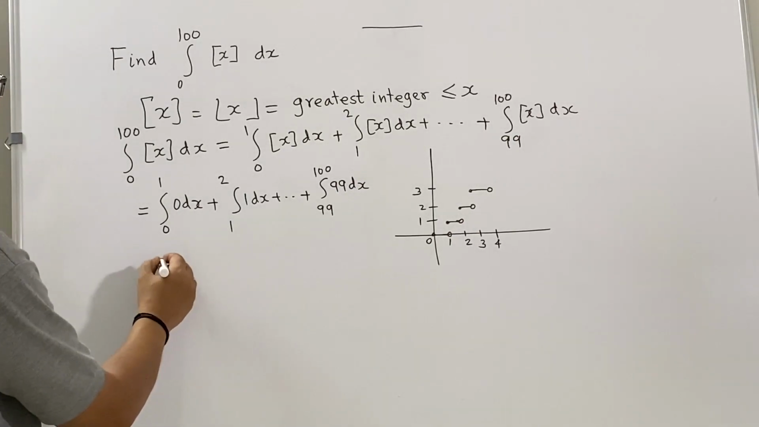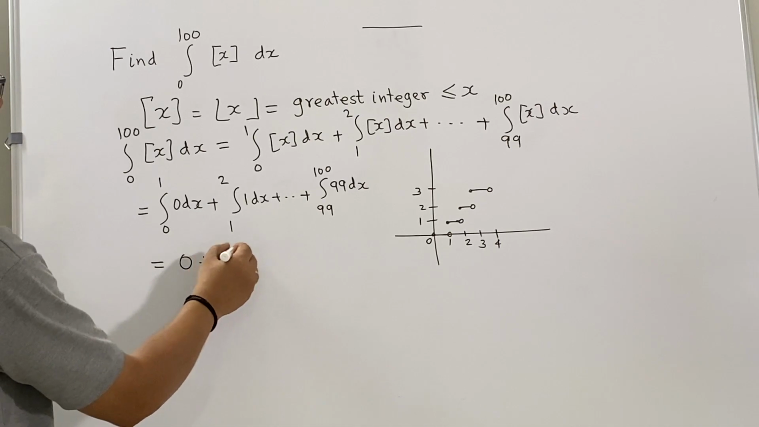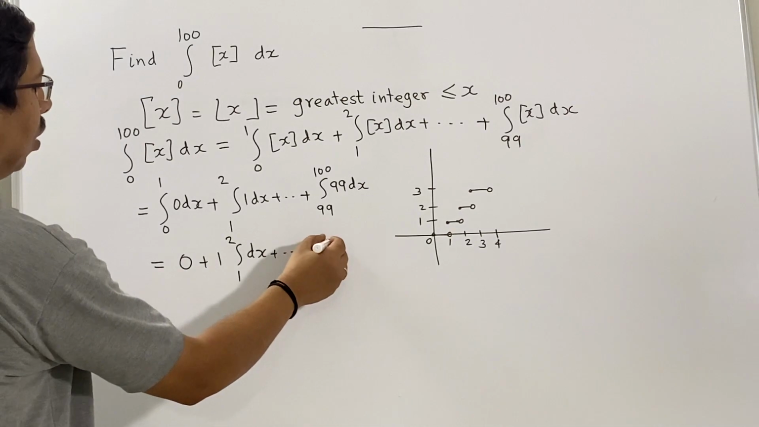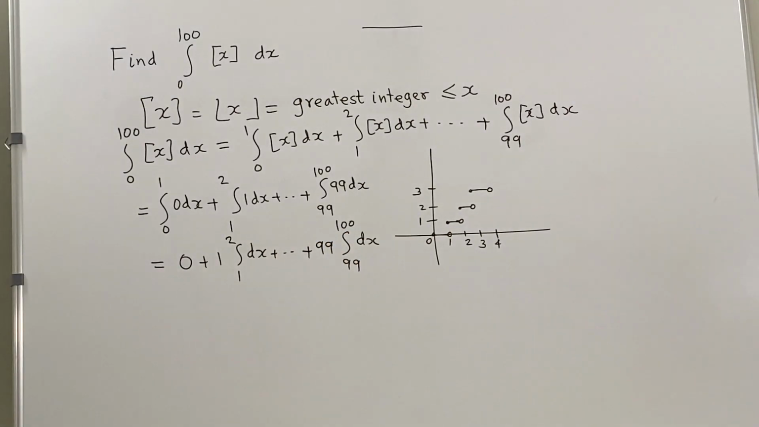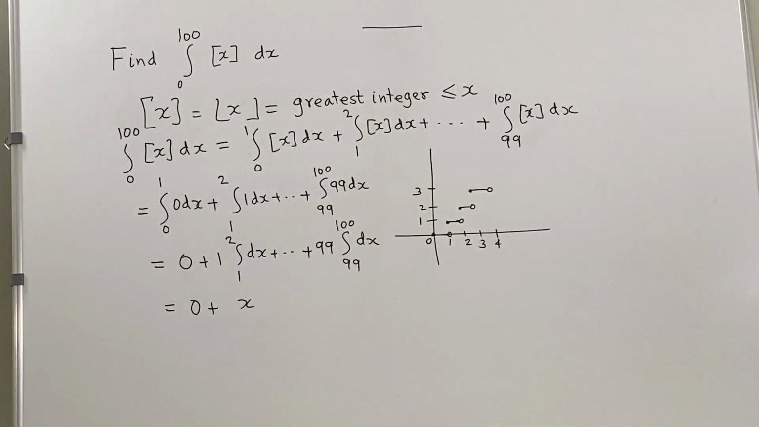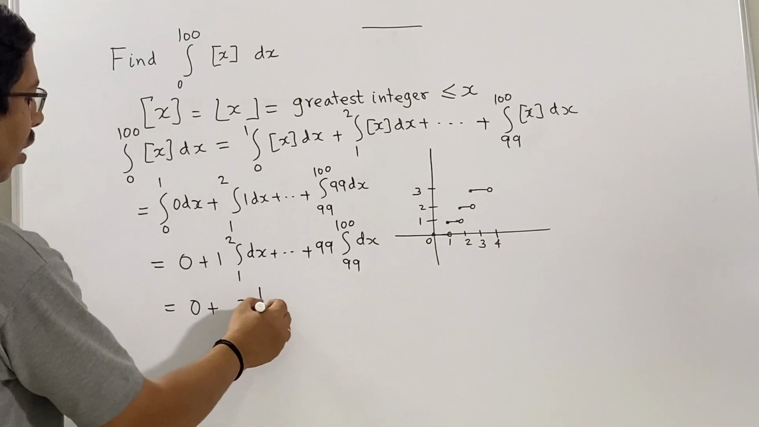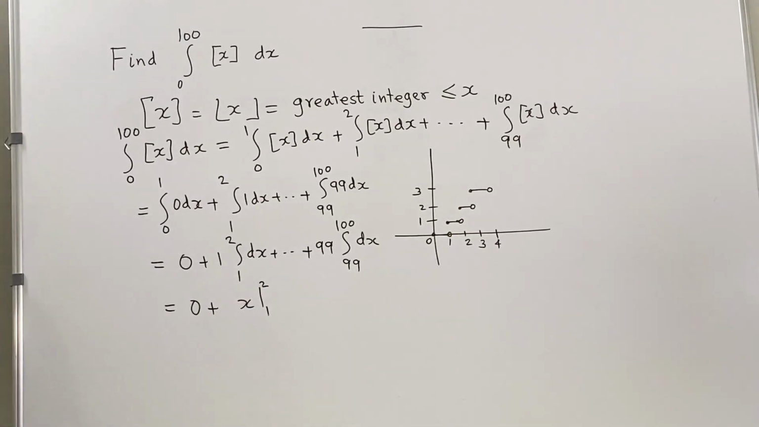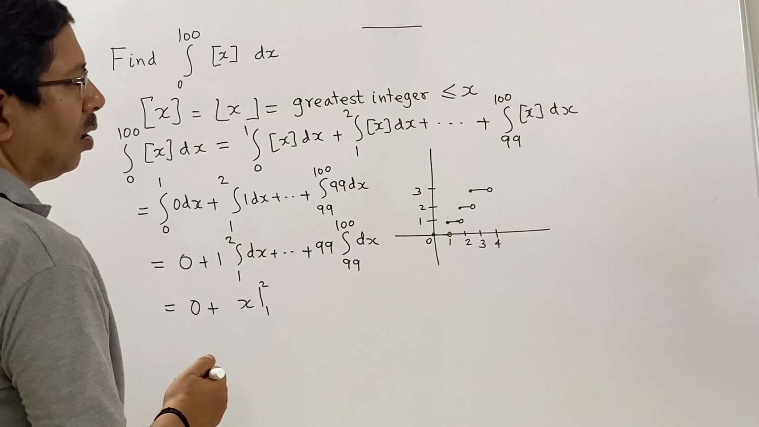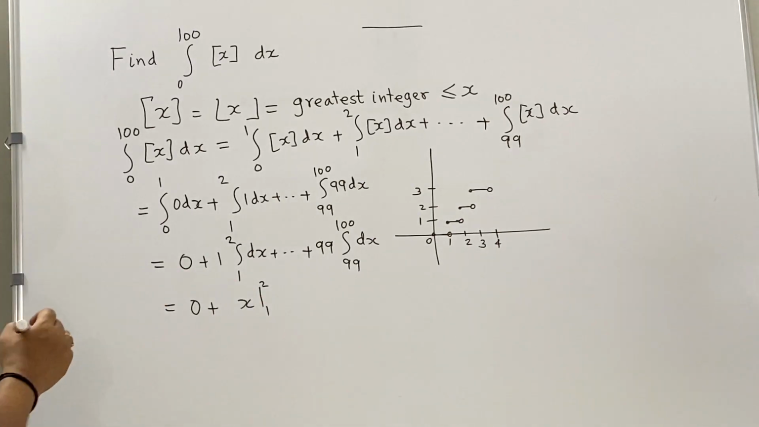So therefore, this becomes 0 plus 1 times integral 1 to 2 dx, and so on. Now from the theory of definite integrals, we know that the integral of dx is x, and we will evaluate it at the points 1 and 2. To get the value, we have to first find the value at the upper point, which is 2 here, and subtract the value at the lower point, which is 1 here. This is known as the fundamental theorem of calculus.